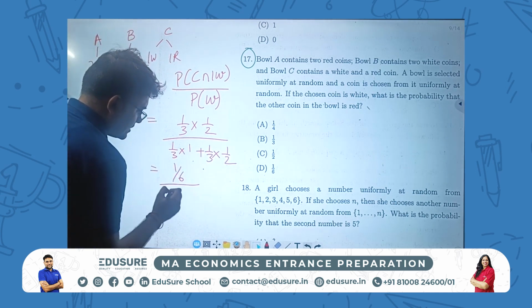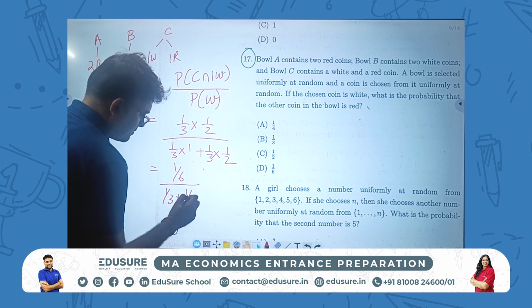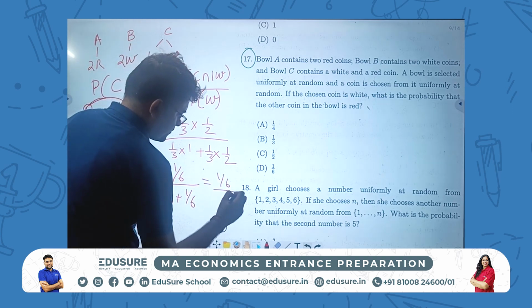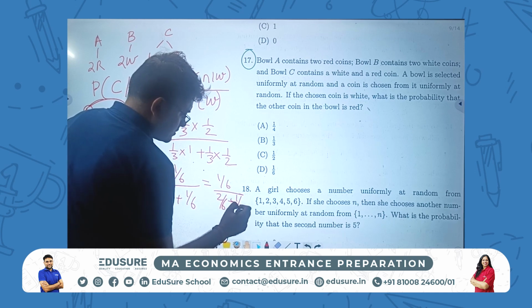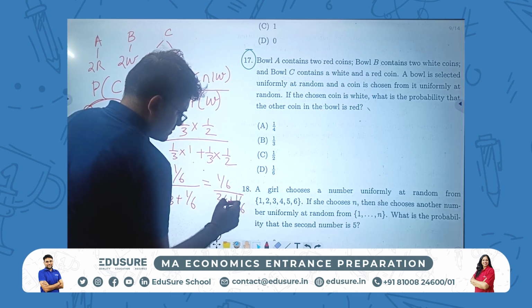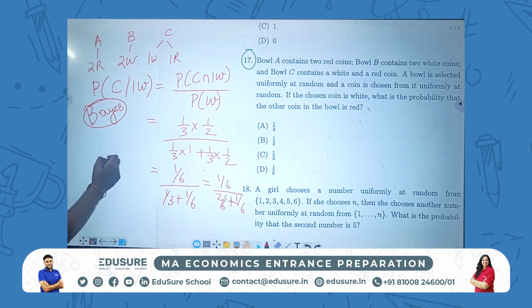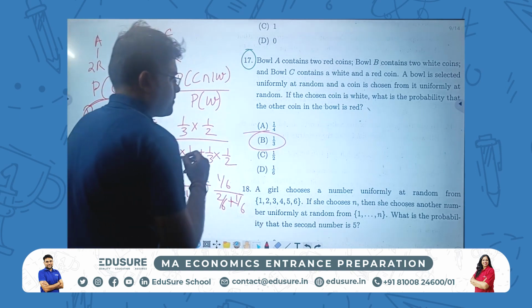So 1 by 6 divided by 1 by 3 plus 1 by 6. 1 by 3 is basically 2 by 6. So 1 by 3 is the answer. B.